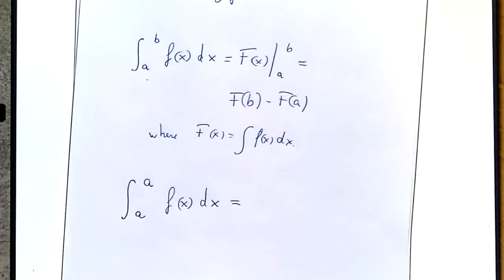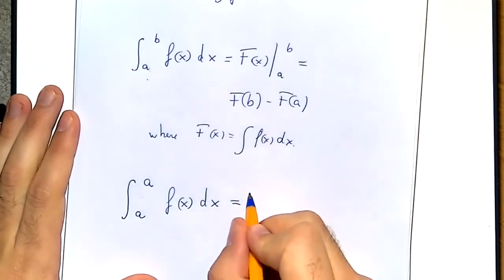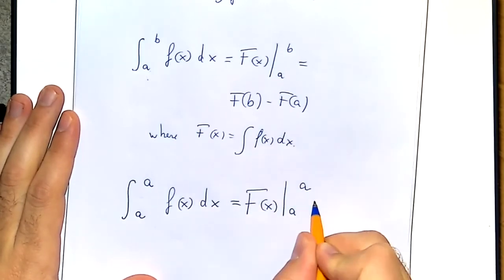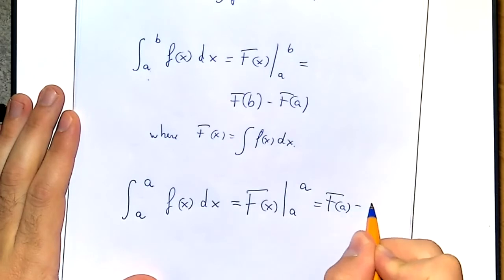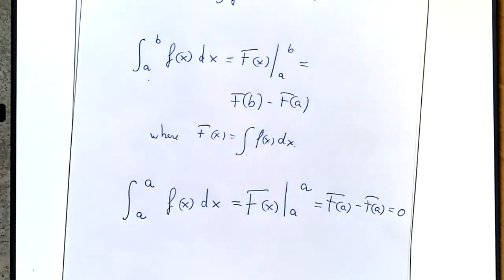Well, intuitively, I'm adding stuff from 1 to 1, so I'm technically not adding anything, right? So it's intuitively 0. But if you don't believe me, then let's apply the formula. Let's say I found this f of x. I have f of x from a to a, and it's just f of a minus f of a, which is just 0. Okay.